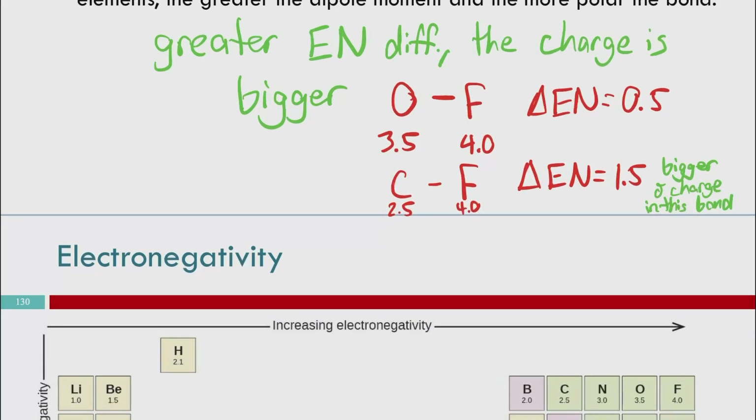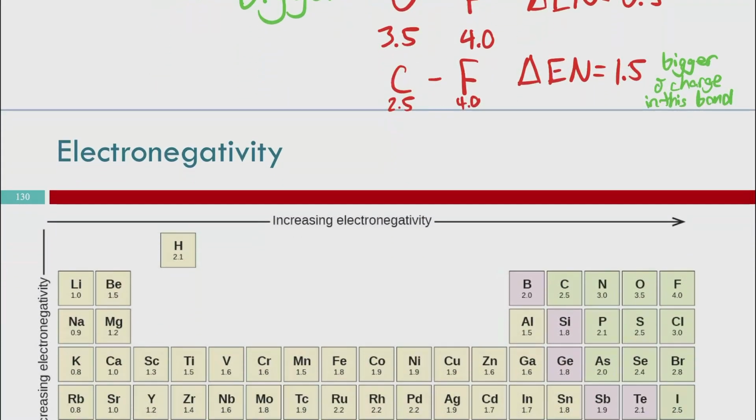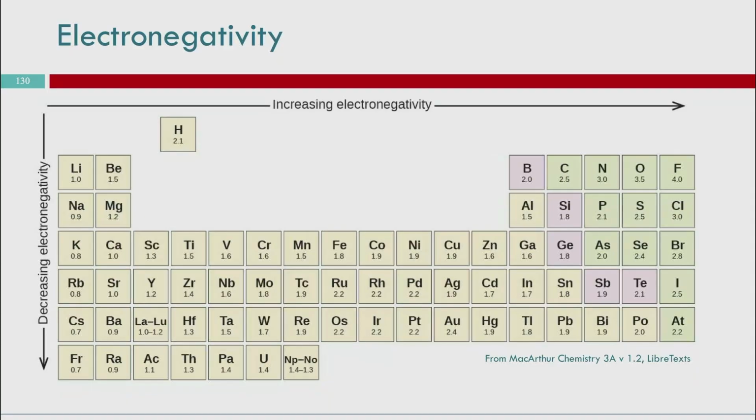For electronegativity, our general trend is that fluorine reigns supreme with a value of 4. And we increase electronegativity as we move left to right and as we move down to up. This, from the book, is showing decreasing electronegativity as we go down. So basically, up and to the right, we're increasing in electronegativity for the most part.